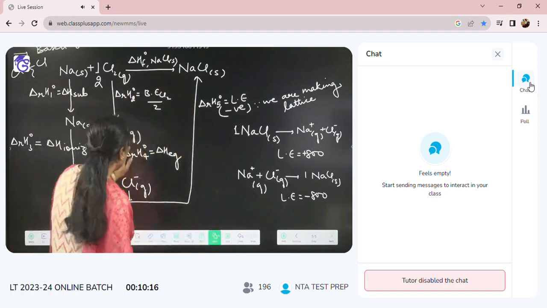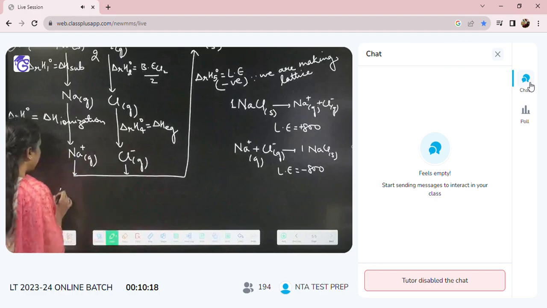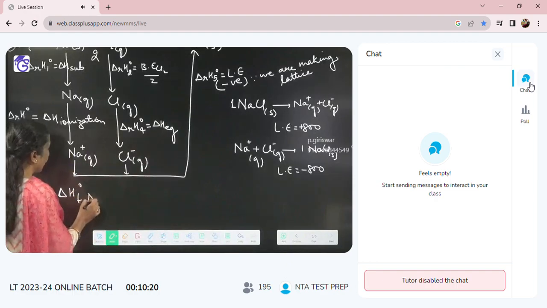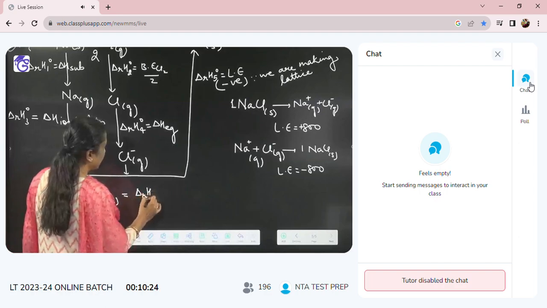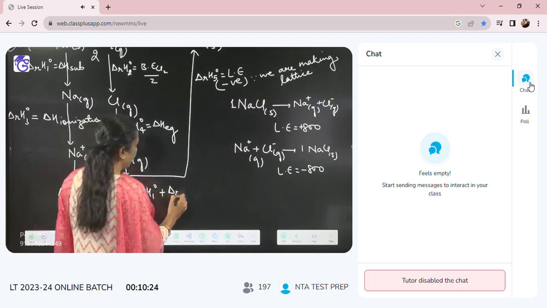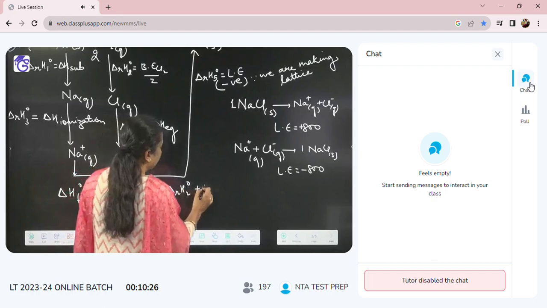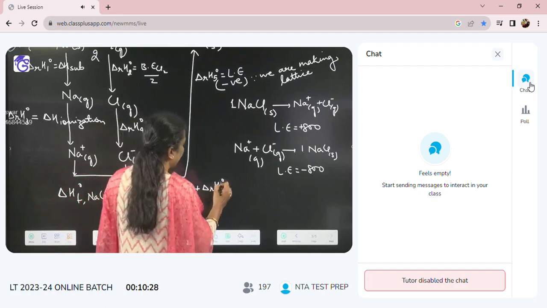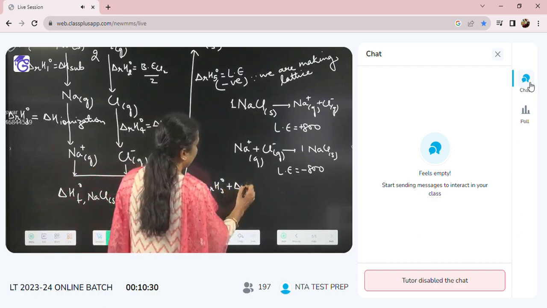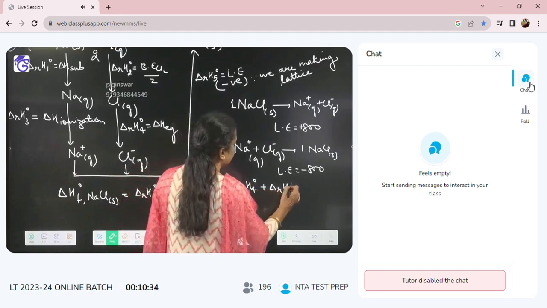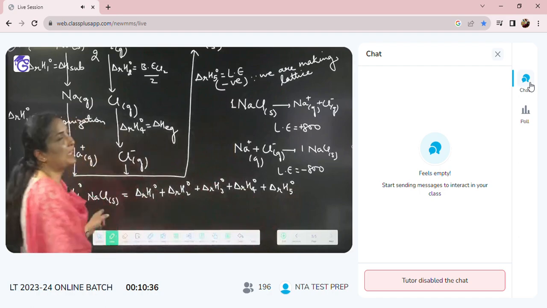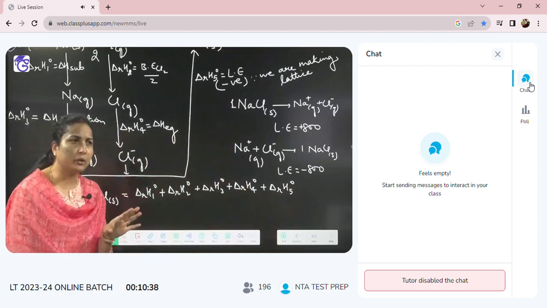So I can easily write down here that standard enthalpy of formation of NaCl solid is equal to delta R H1 naught plus delta R H2 naught plus delta R H3 naught plus delta R H4 naught plus delta R H5 naught. So out of these 6 values, the examiner may give you 5 values, and the 6th value you have to find out.